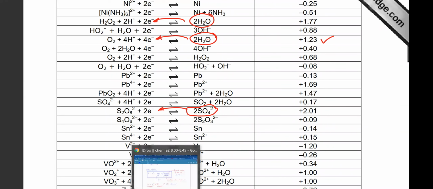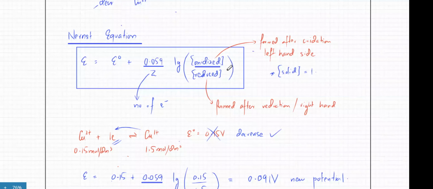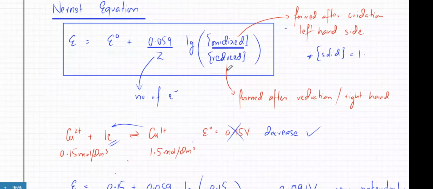So now, what's the Nernst equation? We just figured out that the potential is going to become higher or lower. The Nernst equation is the formula that's going to give us exactly what that potential is. So it's this equation.